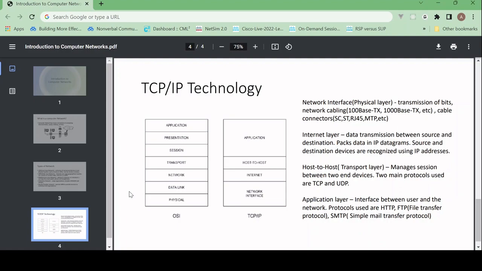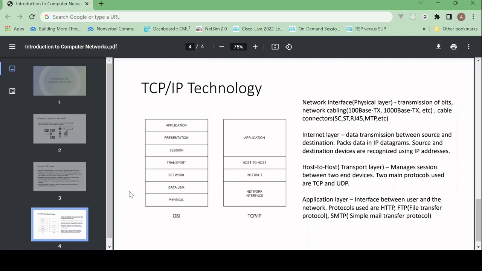Then next is network cabling. What kind of network cabling is required? 100 Base-T or 1000 Base-T, TX, or multiple others. Okay, what kind of cabling is required? And what kind of cable connectors are required? For example, ST connectors, RJ45, MTP. All of these are taken care of by the network interface, or the physical layer.